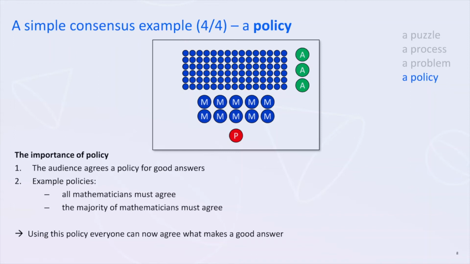Some of the policies can be, one, all mathematicians must agree that this is the right answer. If that is done, then everybody will accept an answer. Number two, we say if the majority of mathematicians, let's say out of a group of 10, let's say 60% or 70%, if that many mathematicians agree, then we have a good answer, right? So using this policy, everyone can now agree what actually makes a good answer. Typically, that is how we arrive at a consensus.